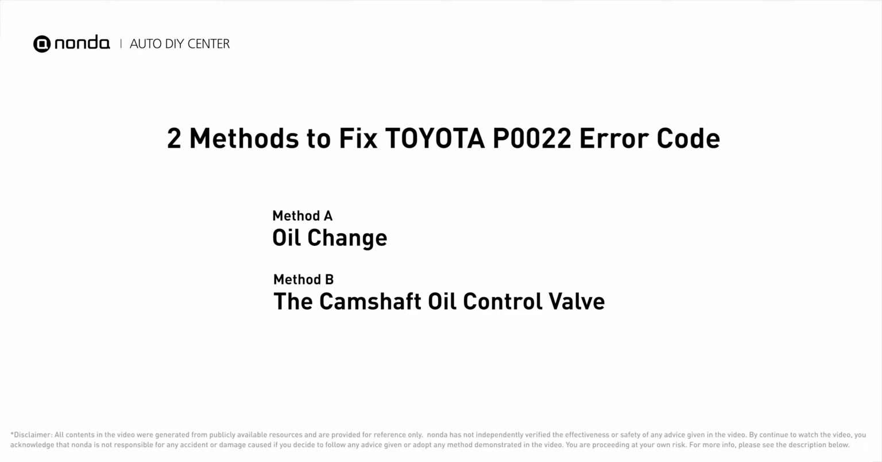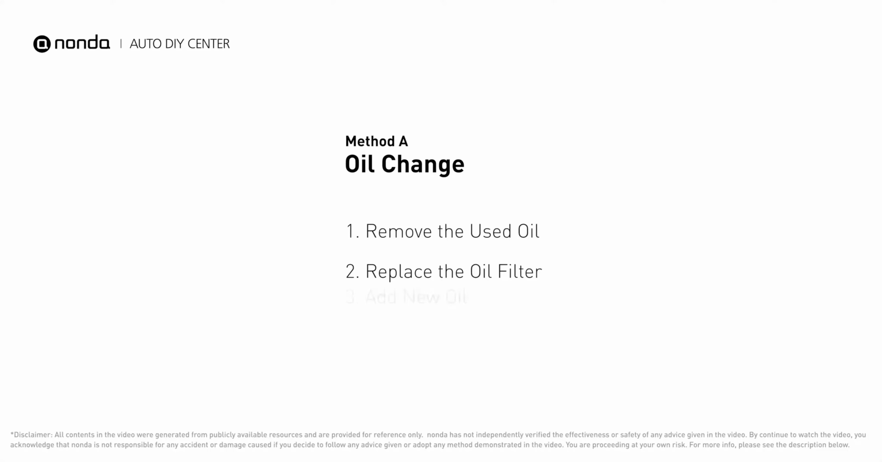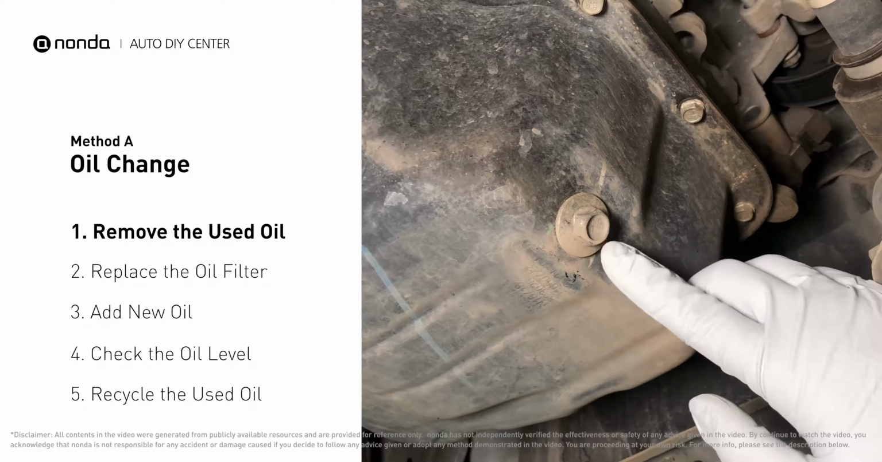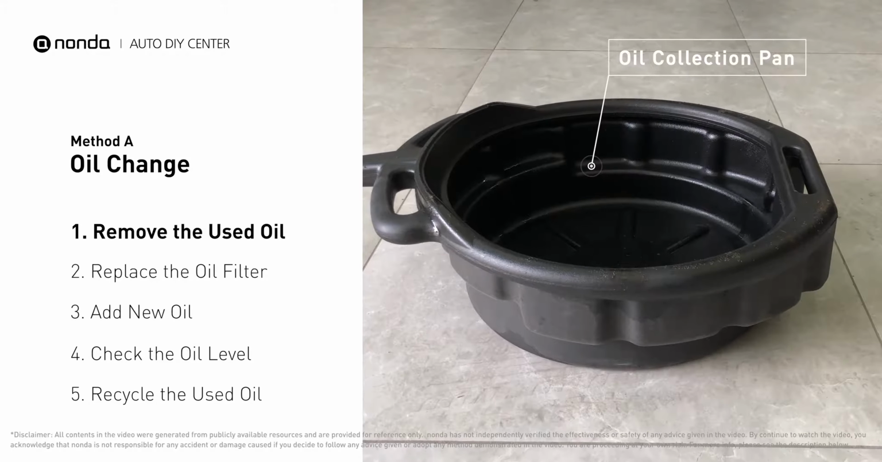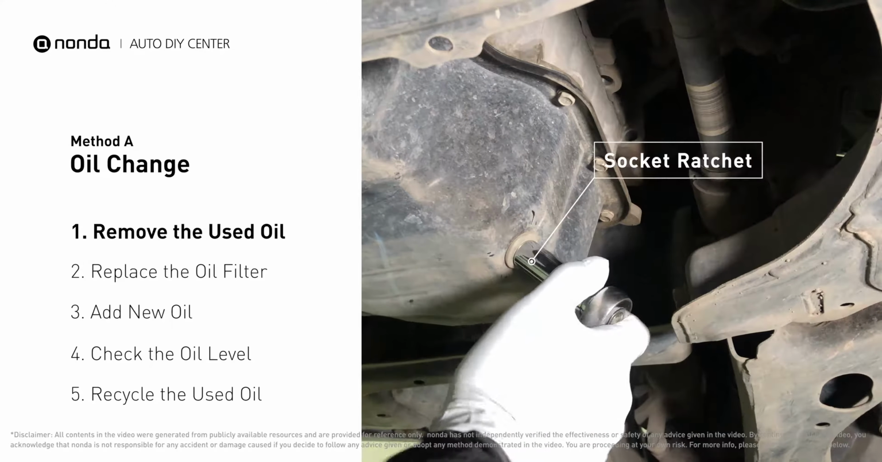Here are 2 of the most practical solutions to fix Toyota's P0022 error code. Method A, oil change. Locate the oil drain plug on your vehicle and place an oil collection pan underneath it. Use a socket ratchet to remove the plug from the oil pan on your vehicle.